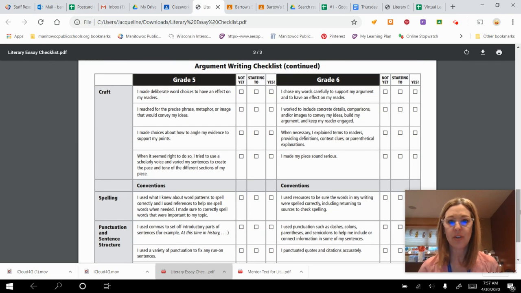Craft, making sure that you have that good word choice, that you really picked out the best evidence possible to support your argument, that you're really trying hard to get people to understand your side of what you're interpreting Squeaky to be. So take a look at craft.